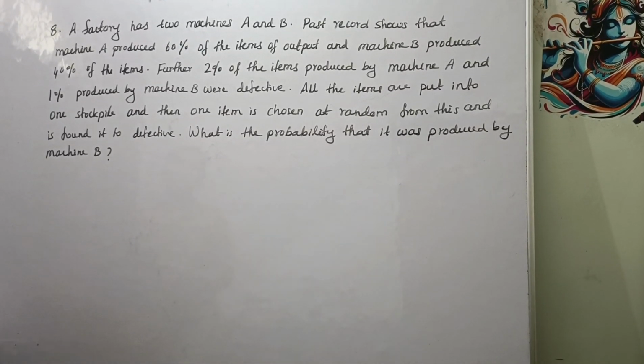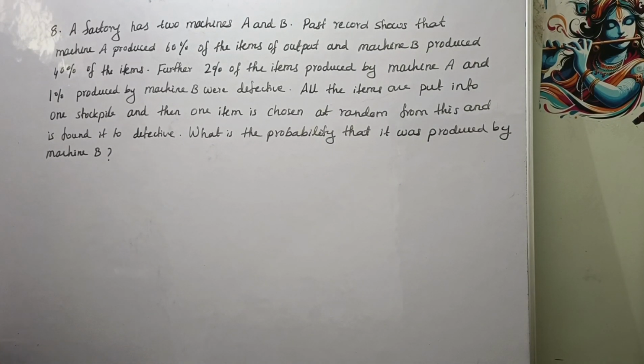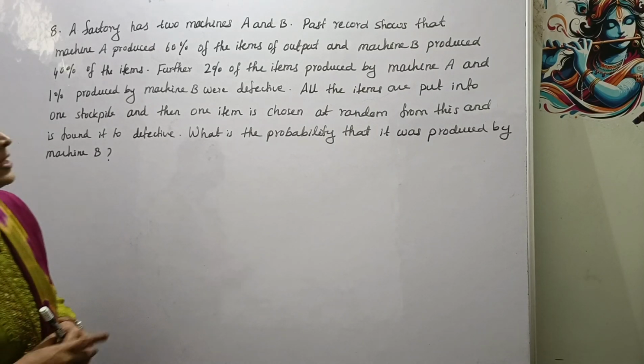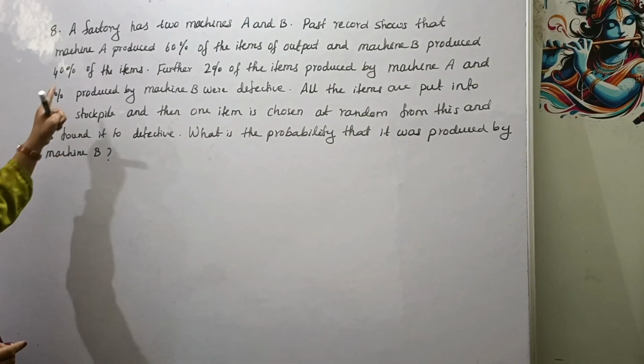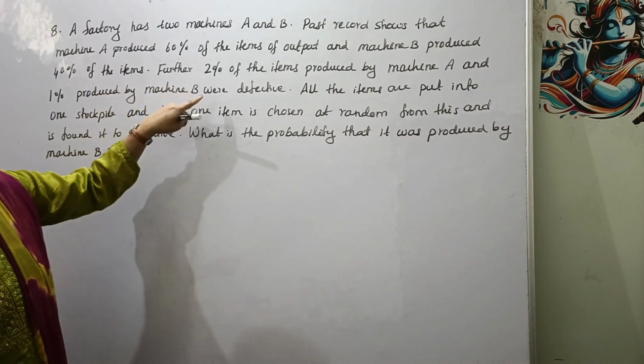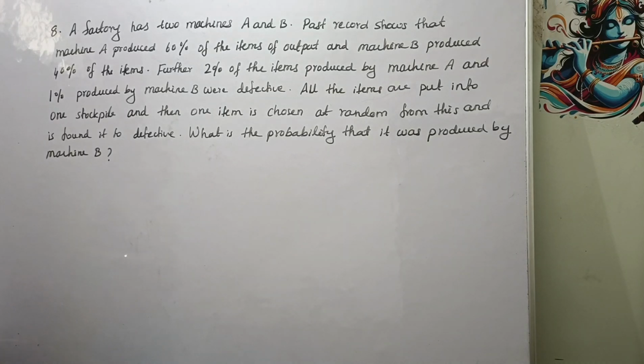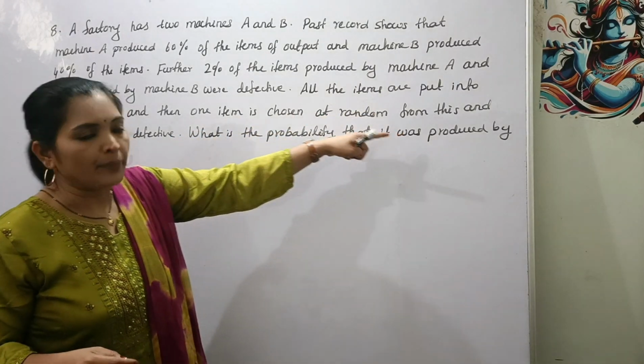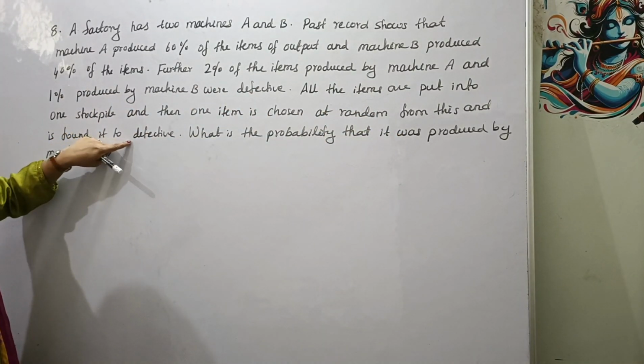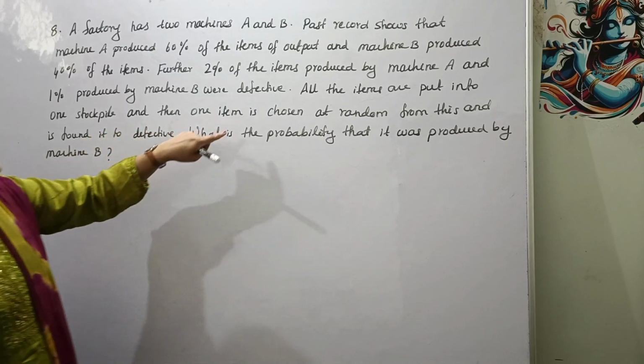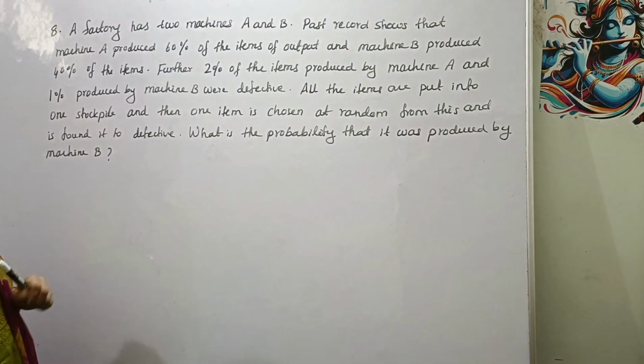A factory has two machines A and B. Past record shows that machine A produced 60% of the items of output and machine B produced 40% of the items. Further, 2% of the items produced by machine A and 1% produced by machine B were defective. Okay. All the items are put into one stockpile and one item is chosen at random from this, and it is found to be defective. Okay. What is the probability that it was produced by machine B?